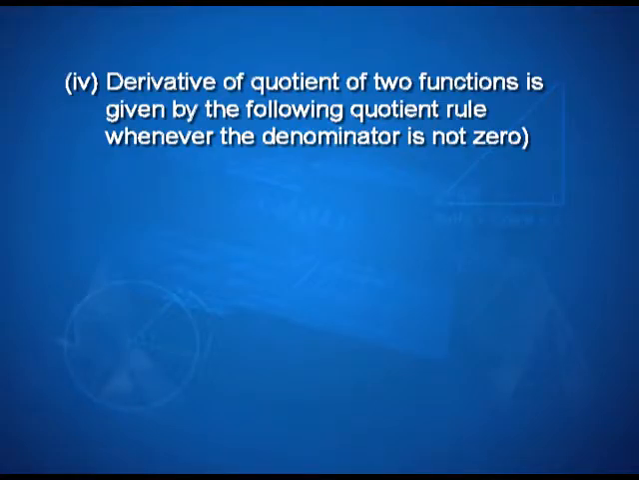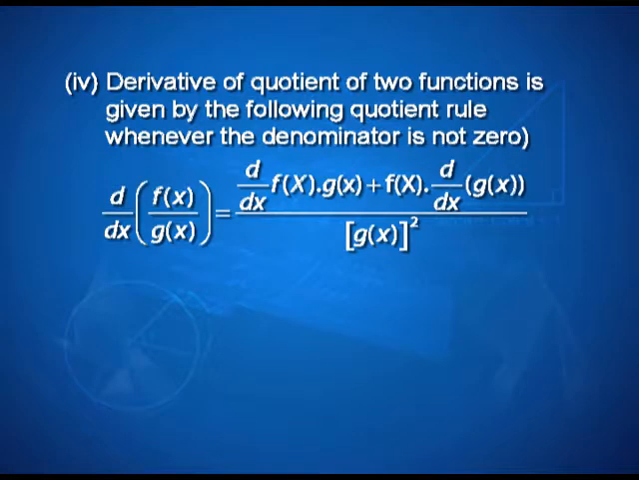Similarly, we have the fourth one here. The derivative of a quotient of two functions is given by the following quotient rule: wherever the denominator is not 0, d/dx of f(x) upon g(x) is equal to [d/dx of f(x) into g(x) minus f(x) into d/dx of g(x)] divided by g(x) whole square. As in the case of limits, this theorem tells us how to compute derivatives of special types of functions.